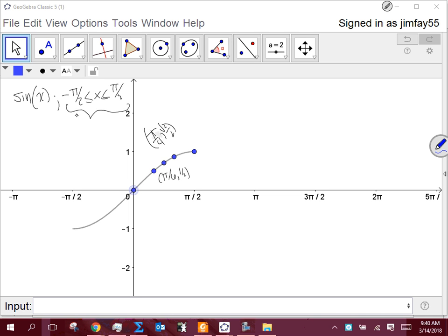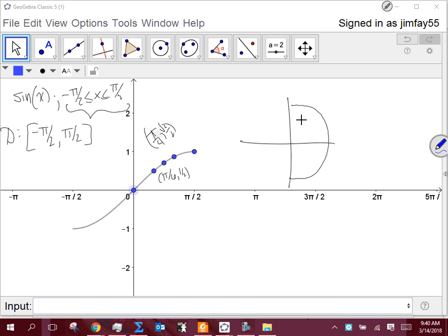We restricted the domain. We said these are the only x values you're allowed to use. So we're going to say our domain is negative pi over 2 to pi over 2. Do that in interval notation. Okay? If that's the case, it's essentially looking at just that portion of the unit circle, right? Does that make sense to everybody?